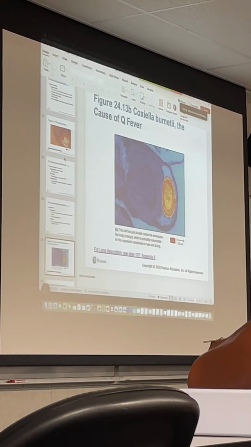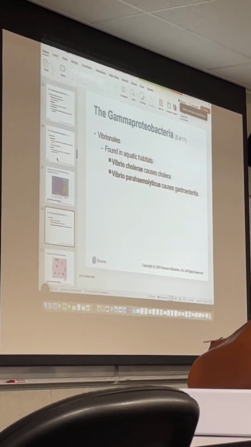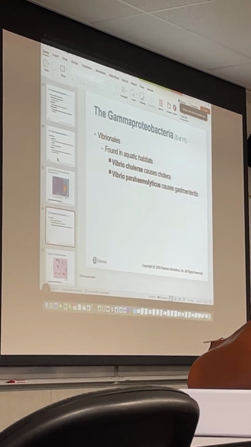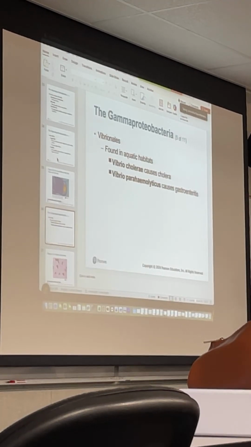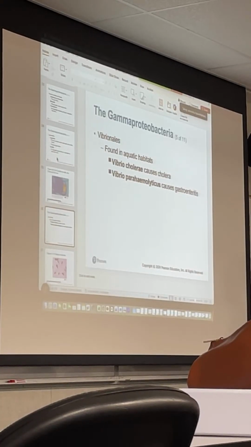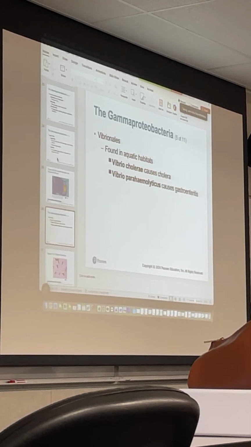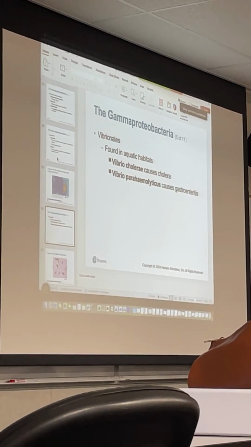Alright, so with that being said, let's check out the Vibrionales. Vibrionales is another order of this particular grouping. So Vibrio, we've seen that before, right? These are going to be found in aquatic environments. Vibrio cholerae causes the gastrointestinal condition cholera, from water contamination, right? So water contamination is where you typically see this. You don't really see this in more developed countries.